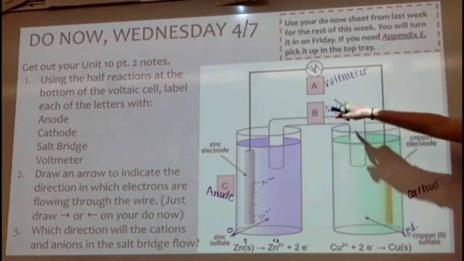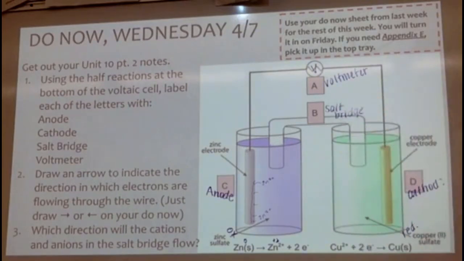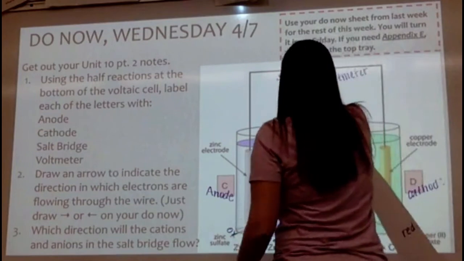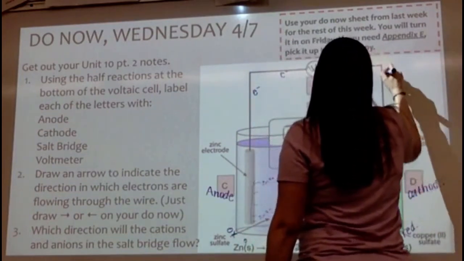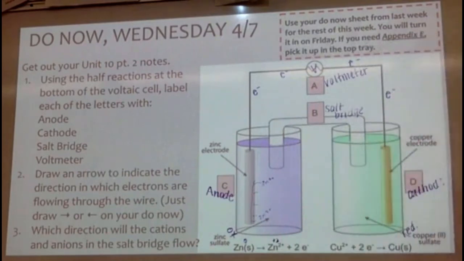So that's number one, right? A, B, C, and D of number one. Number two, draw an arrow to indicate the direction in which electrons are flowing through the wire. So I just said you can just draw the arrow right on your do now. You don't have to draw the whole cell. But remember that your electrons will flow through the wire, and they always flow the same direction. It's not left to right or right to left. It's from one electrode to the other.